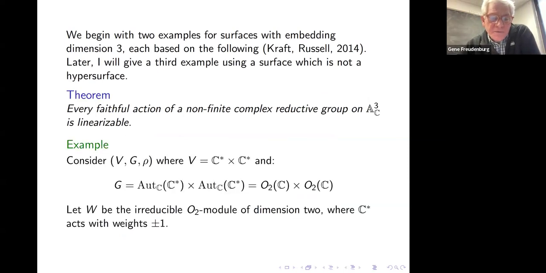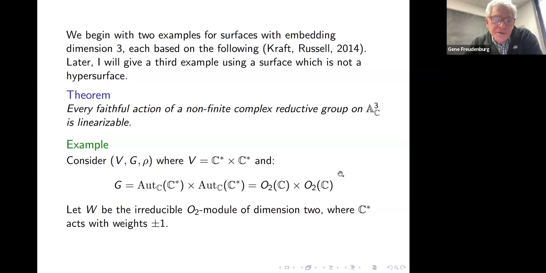Okay, so for the first example, I want to consider this two-dimensional surface, C star cross C star, the plane with two lines removed, if you like. And of course, I don't want the full automorphism group, given the theorem of Derksen and Kutzschebauch, but the subgroup which is the automorphism group of each piece individually. So two copies of O2.